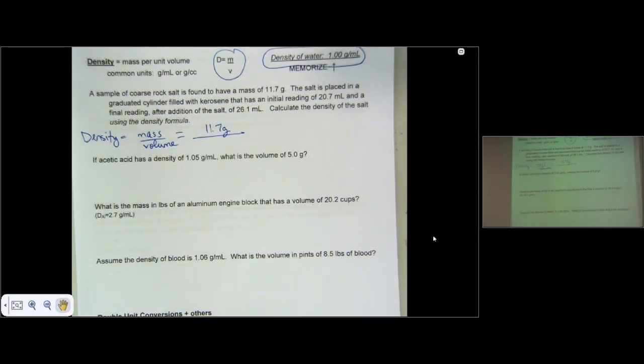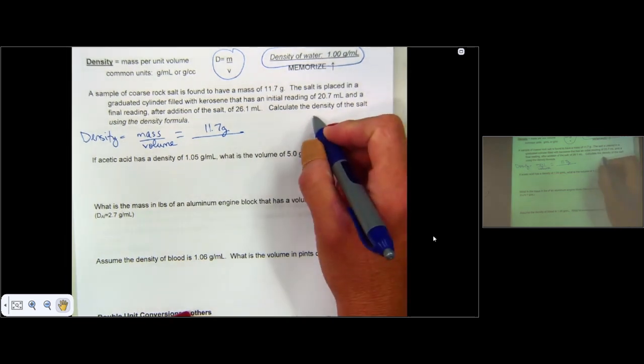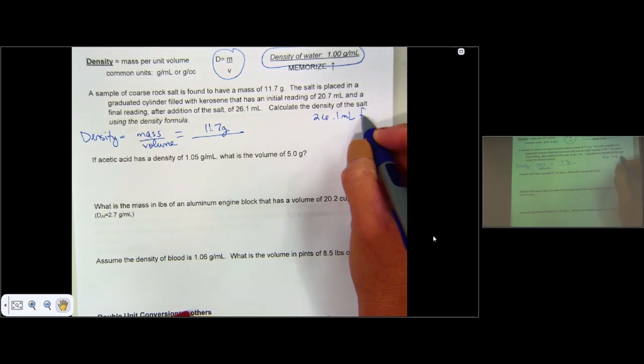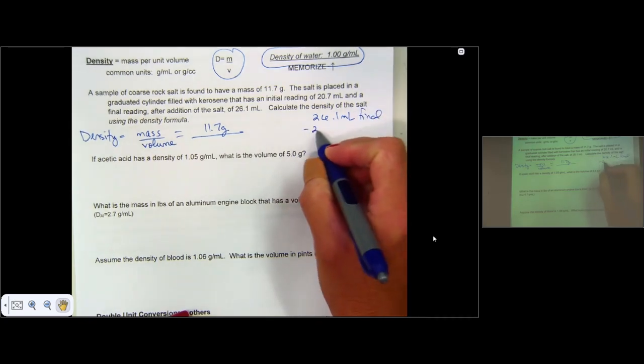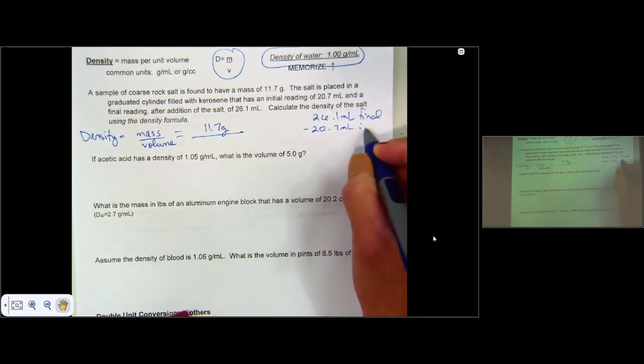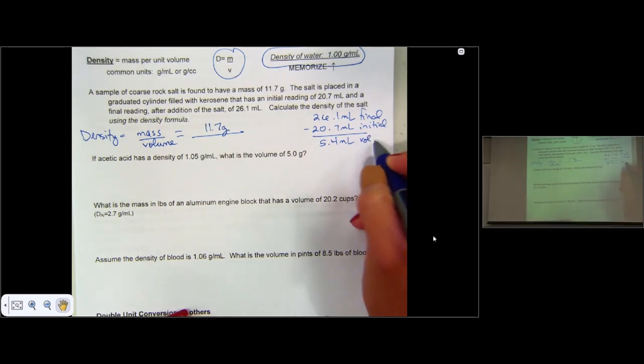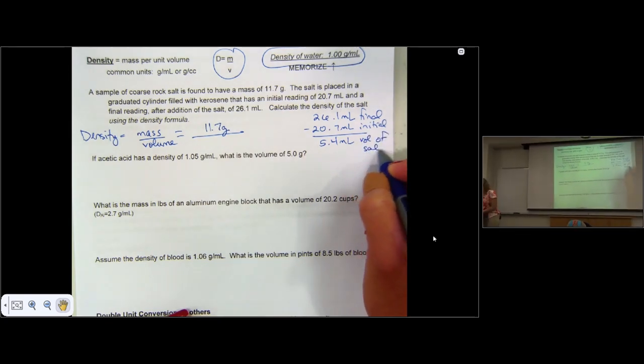What do we do to get the volume? Subtract what? 20.7 milliliters from 26.1 milliliters. So, why do we do that? Because 26.1 milliliters is the final volume. 20.7 milliliters is the initial volume. What is 5.4 milliliters? The volume of the salt.